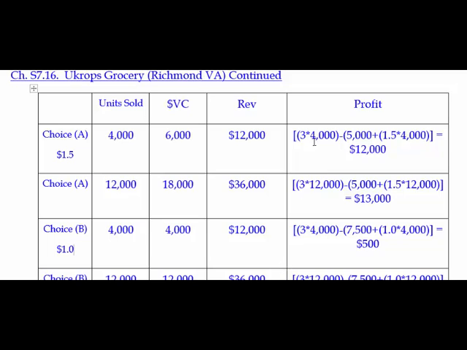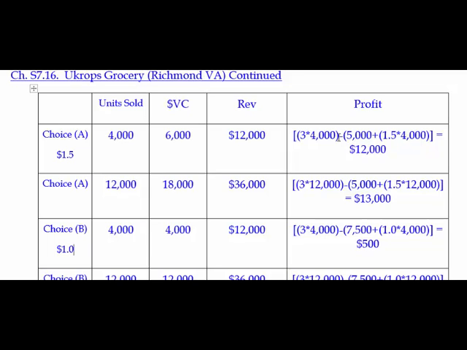What changes then is the profit, right? Because we're going to take the price times the units. So this will always be the same, right? In this case, it's going to be 12,000. It'll be 12,000 here because we sell the thing for the same amount. But what's different is this piece over here.